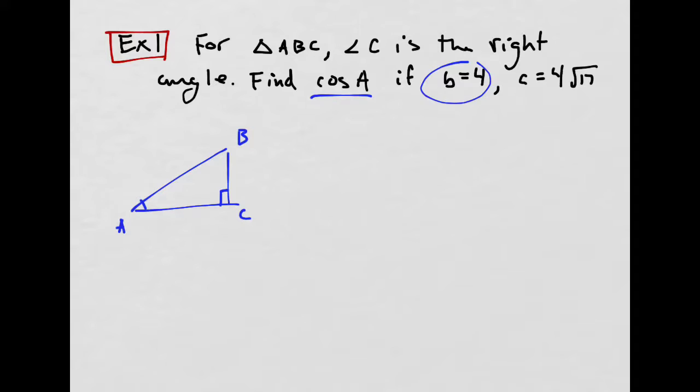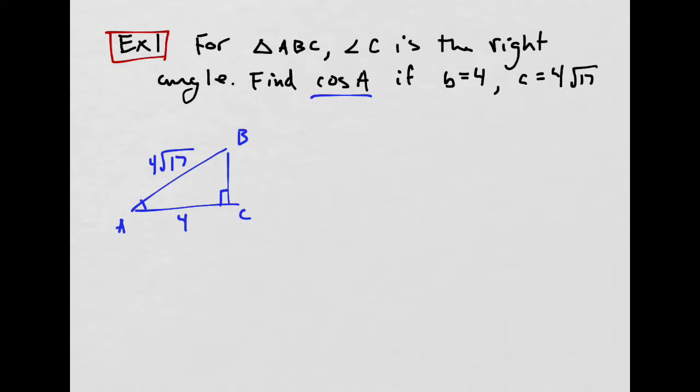B is 4. So the angle B, that's talking about the angle, but lowercase b refers to the side length b. So this is going to be 4, because by the convention for right triangles, you name the side opposite an angle by the same letter. And then c, that's the hypotenuse, 4 square root of 17. And we want to find cosine of A.